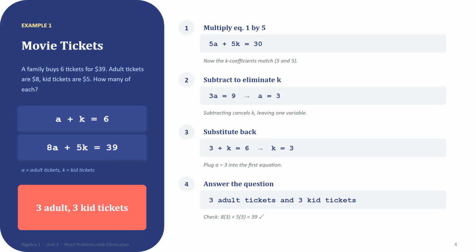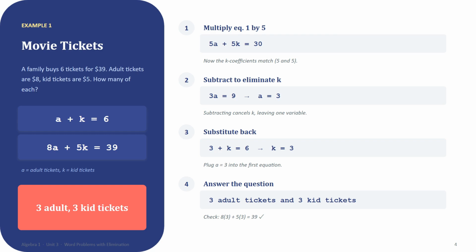The first step is to multiply equation 1 by 5. It comes to 5A plus 5K equals 30. Now the coefficients match, so we subtract to eliminate K. When you subtract, it comes to 3A equals 9. And then when you divide by 3 on both sides, A equals 3.